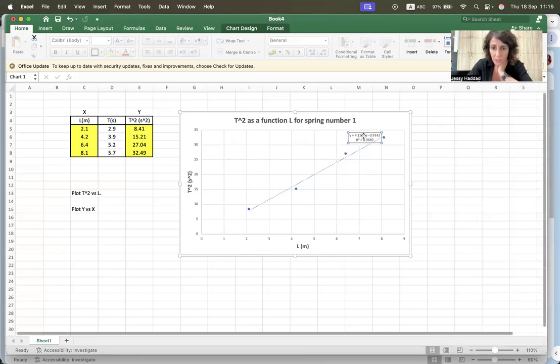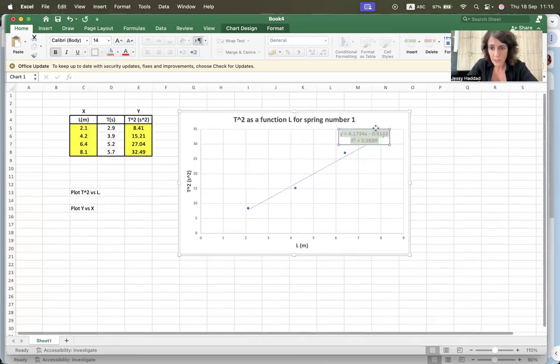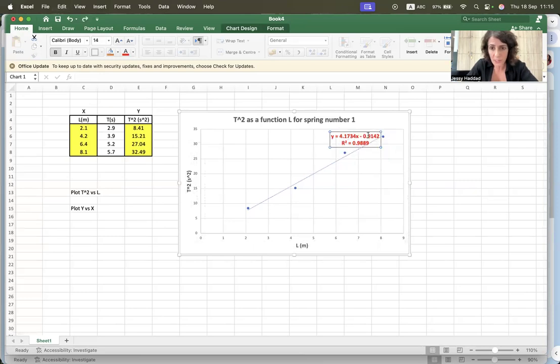So let me change the font of the equation of the graph for it to be visible. This is too small for my taste. And you can see the equation of the straight line.